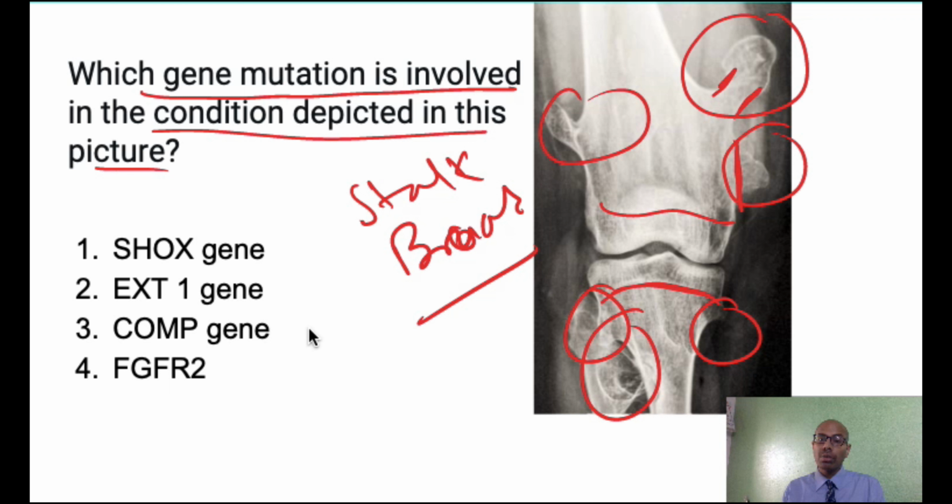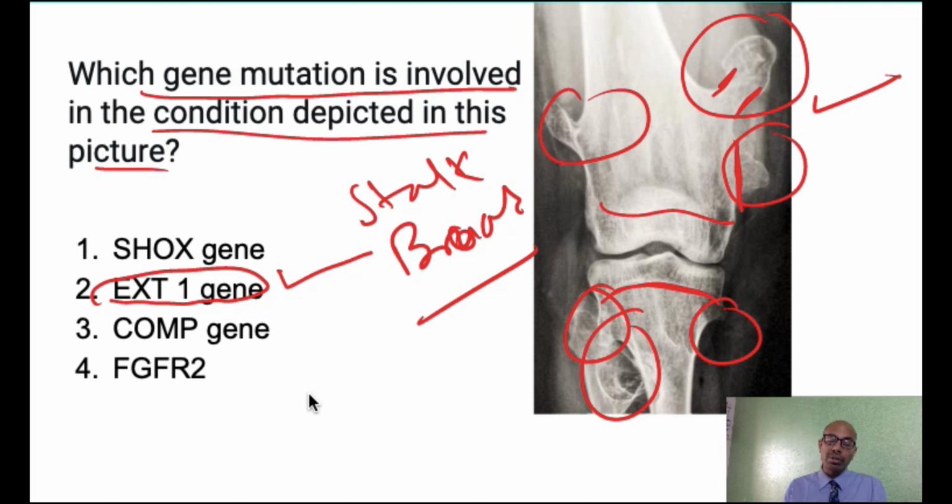So which gene is involved in multiple hereditary osteochondromas? It is the EXT1 gene. So this is a two-step question. You have to first find out what the condition is. Now we have found what the condition is, multiple hereditary exostosis, and the gene involved is the EXT1 gene.